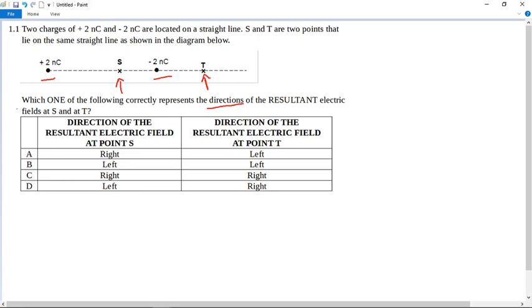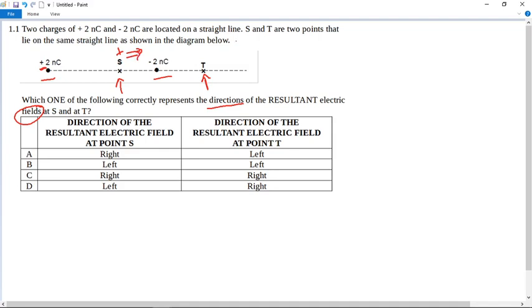Now remember, it says to you electrical field, and the definition of field says which way would a positive point charge move. So if I put a positive point charge at S, it would be attracted this way by the negative 2 nanocoulomb on the right, and the positive 2 nanocoulomb on the left would repel it that way.